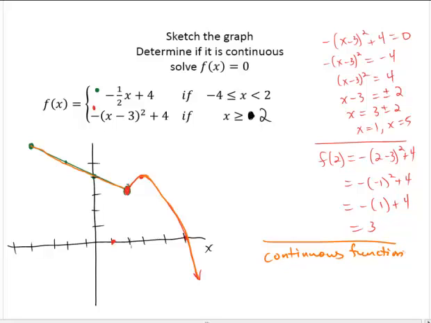All right, and solving f of x equals 0, well, I see that we have one point where the curve, the function, crosses the x-axis. So f of x equals 0 when x equals 5.